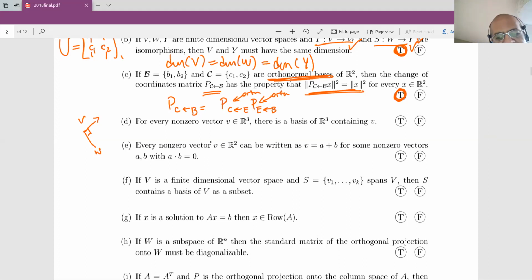Okay, let me ask an easier question. Suppose you have V. My question was, why is there a vector orthogonal to V? Why does such a W exist? Because we're in R3. We're not in R2.